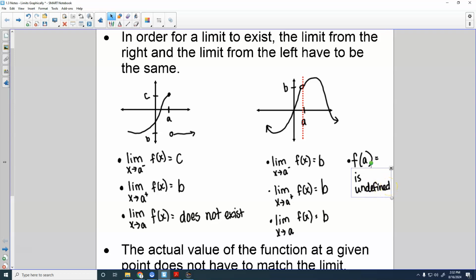Now, that's very close to "does not exist." It's just a technicality in the language. f of a, we would call it undefined. So the only time you're going to use the word undefined is if you're asked for f of something or g of something, the value of the function. If it is a limit, then you need to say that it does not exist. Okay, does that make sense?